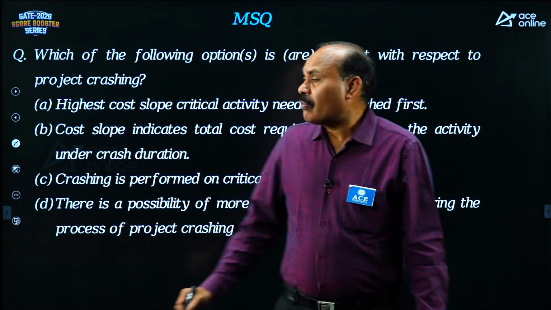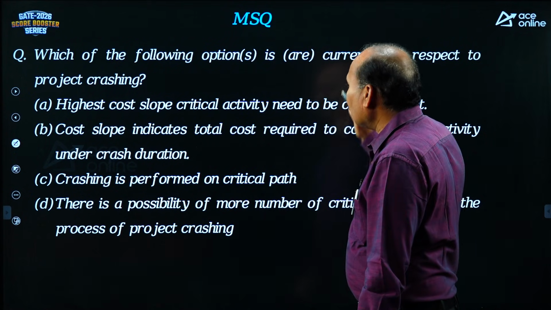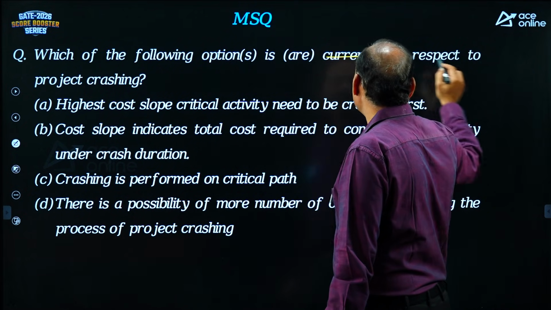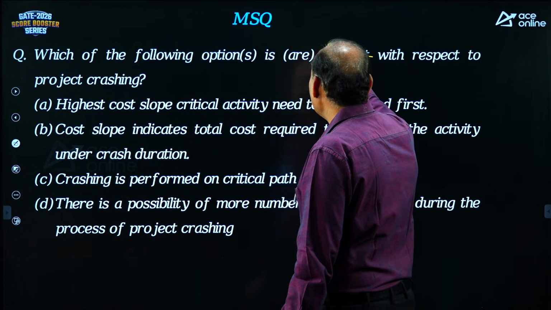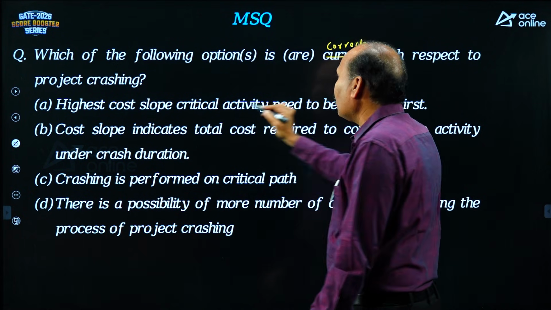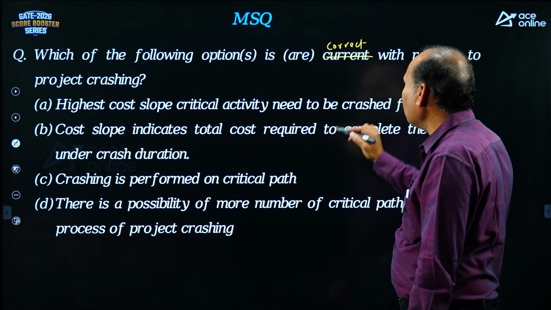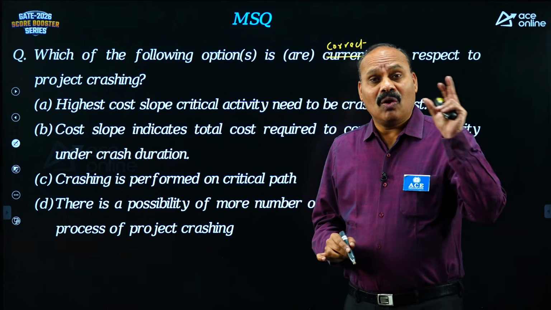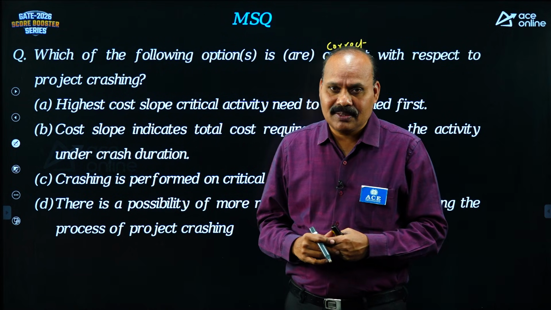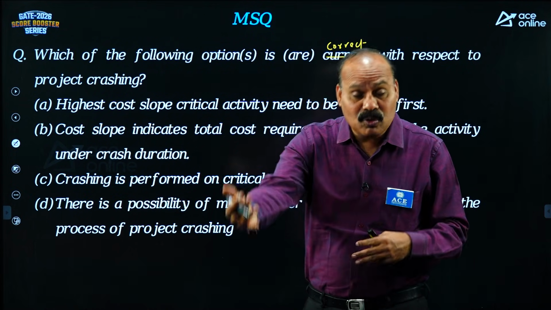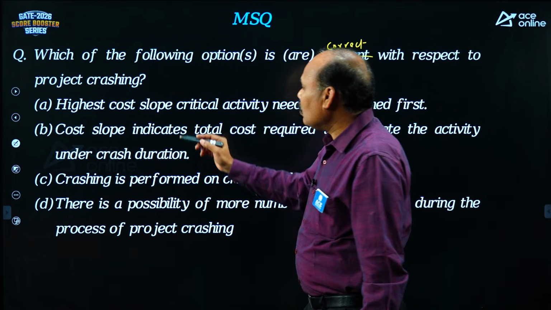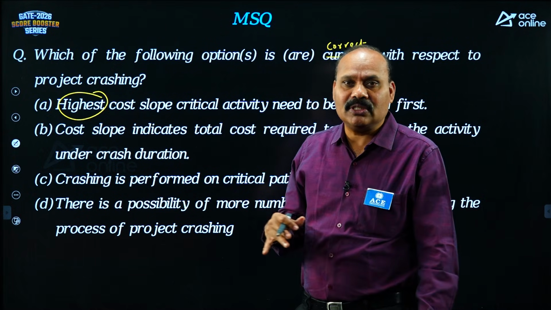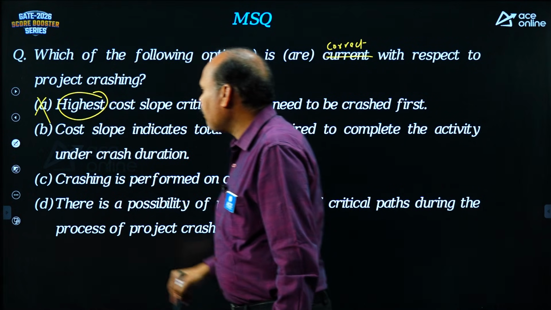Next, MSQ. In this, which of the following are correct? Which of the following options with respect to project crashing are correct? Highest cost slope critical activity to be crashed first. Actually, when you are crashing, minimum cost slope generally we take. Cost slope is basically the extra amount to be spent. So highest cost slope is meaningless. What is generally taken? Flatter cost slope. So minimum cost slope only generally we use. So this is absolutely wrong.